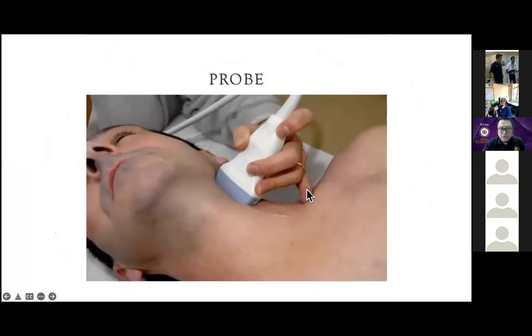Okay, so how about probe selection? As it is a superficial structure, the best probe is the linear probe, which is a high frequency probe. Okay, the high frequency probe.